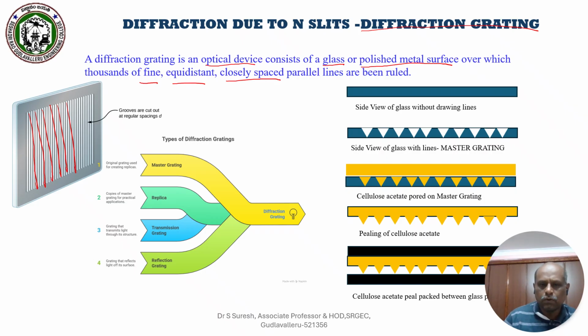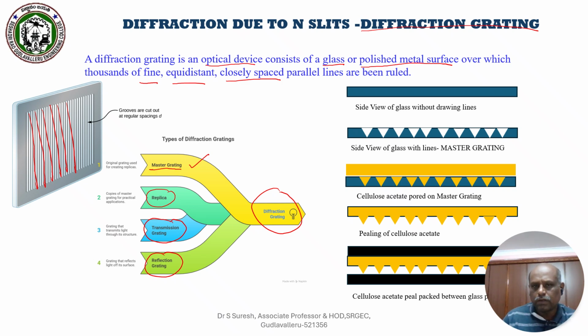So there are types of diffraction gratings: master grating, the original grating from which we can make a replica, and again we can define it as transmission grating and reflection grating. So let us discuss these things one by one. First of all, how a master grating is created, let us try to find out.